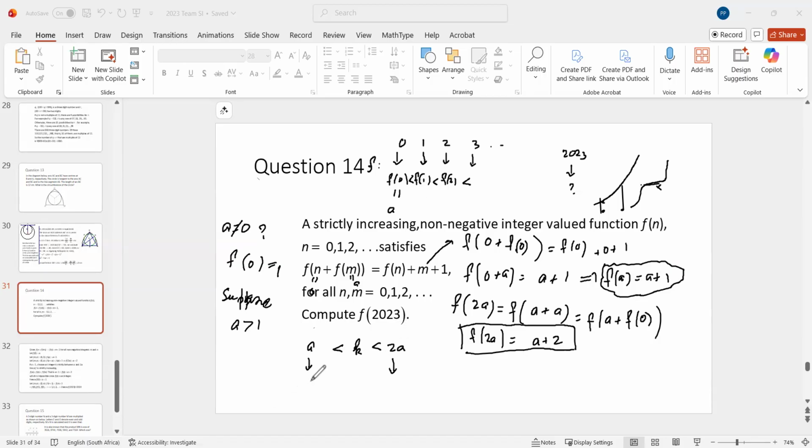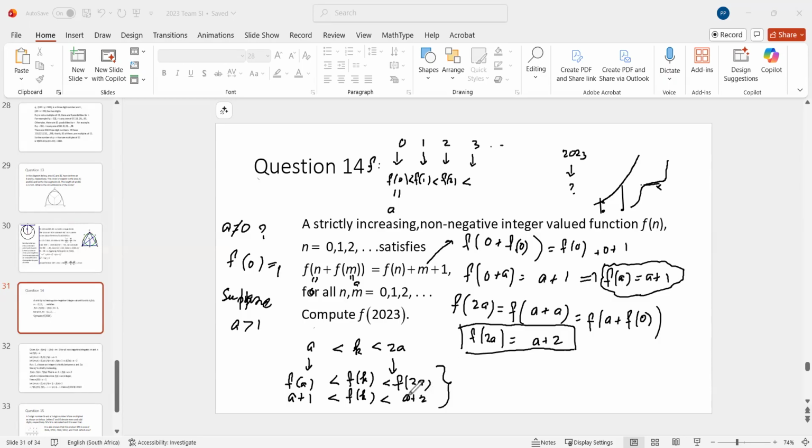Now what I said here is that then it means that f of a is less than f of k is less than f of 2a, because this is a strictly increasing function. It says so, right? So it's strictly increasing. Now, what did we have? We had that f of a was actually equal to a plus 1, strictly less than f of k, and f of 2a is a plus 2.